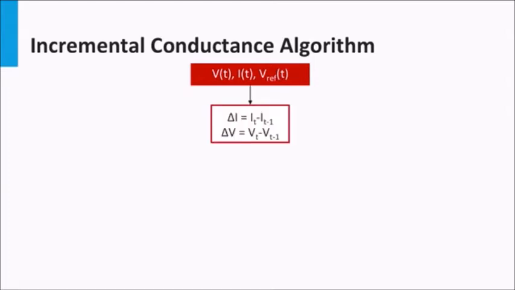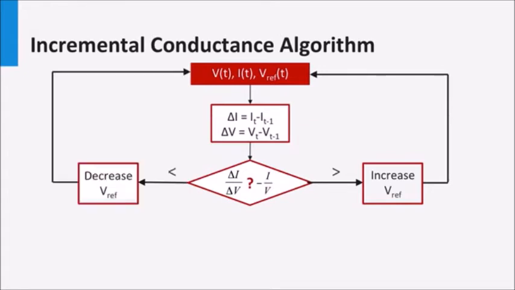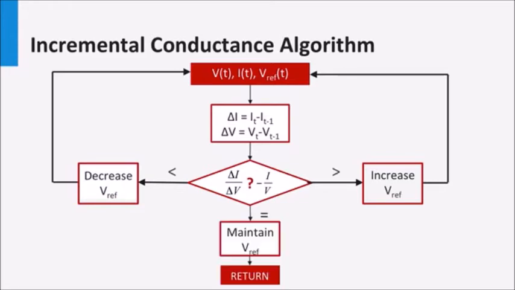For any change in the operating point, the algorithm compares the instantaneous and incremental conductance values. If incremental conductance is more than the negative of the instantaneous conductance, this means the current operating point is to the left of the maximum power point. Consequently, the ref voltage is incremented. Conversely, if the incremental conductance is lower than the negative of the instantaneous conductance, the current operating point is to the right of the maximum power point and the ref voltage is decremented.